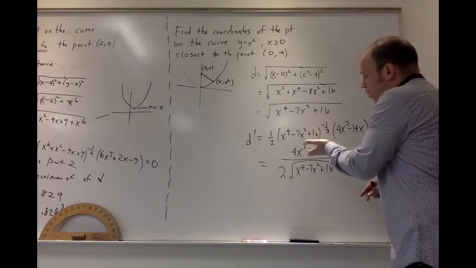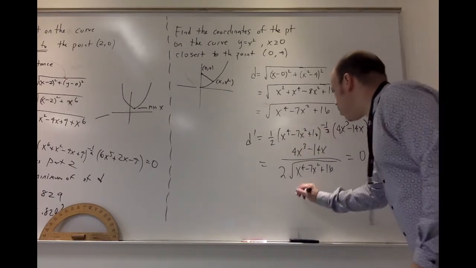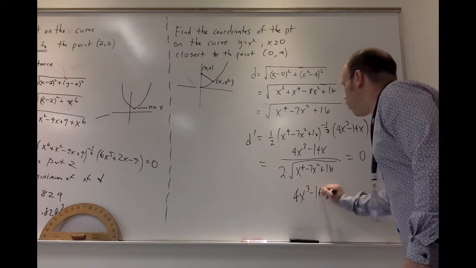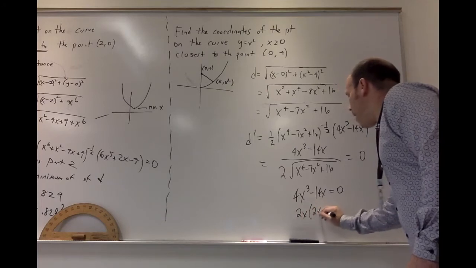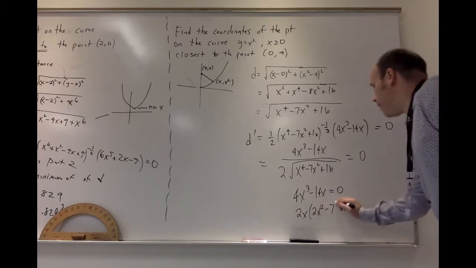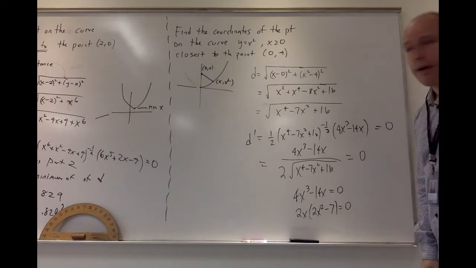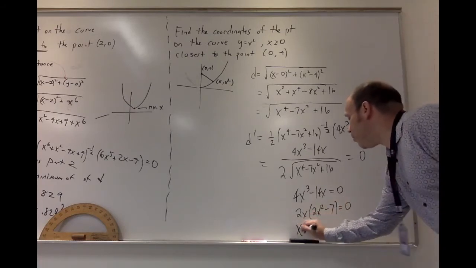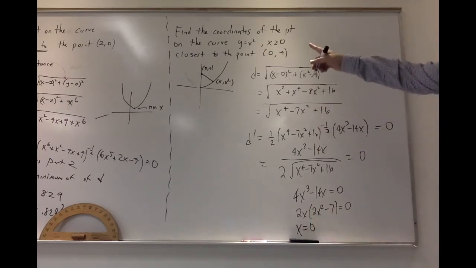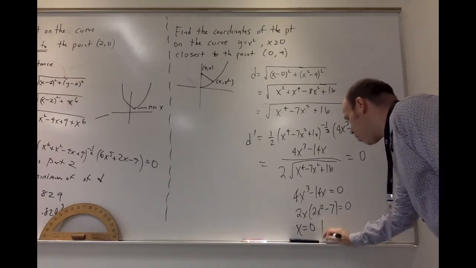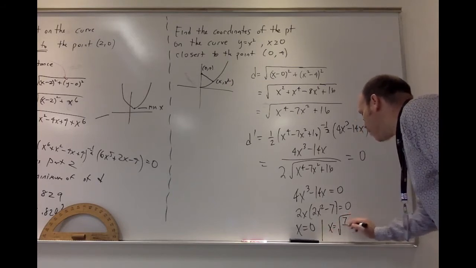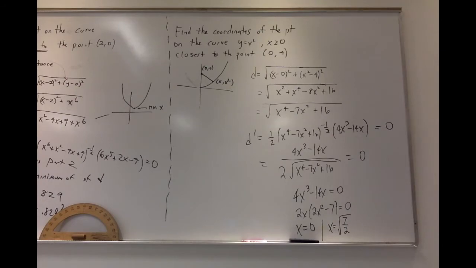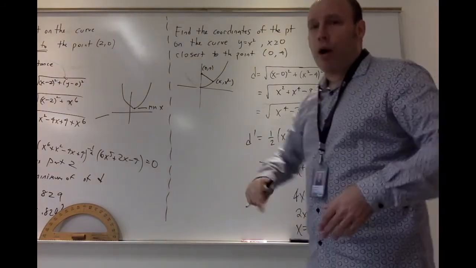And we just want the numerator to be equal to 0. Now, so you have 4x cubed minus 14x equals 0. Pull out 2x. So you have 2x squared minus 7 equals 0. Right? And so we have x equals 0. Can x equal 0? Maybe. Or what else do we have? We have x equals the square root of 7 over 2. Okay. And then you say, okay, well, we have to test it out.